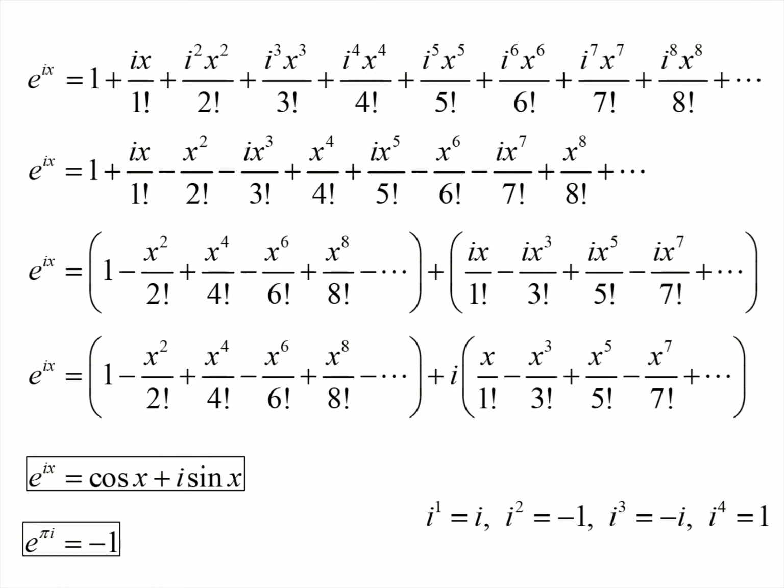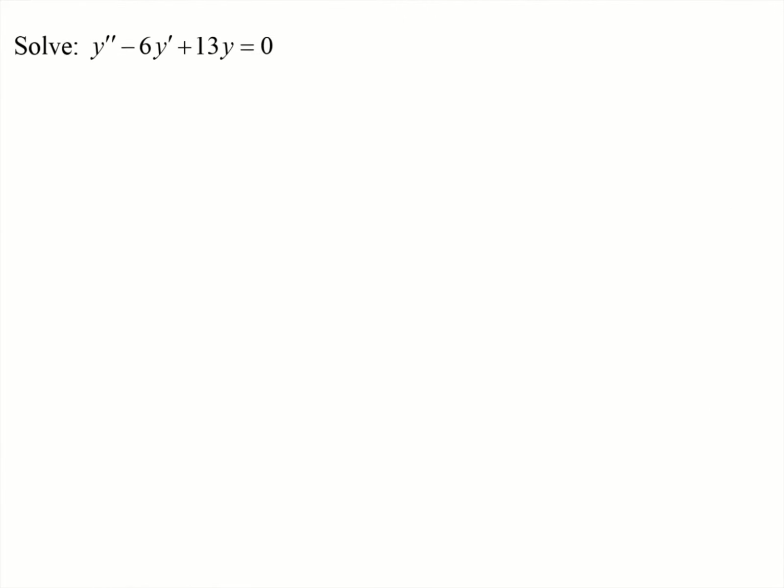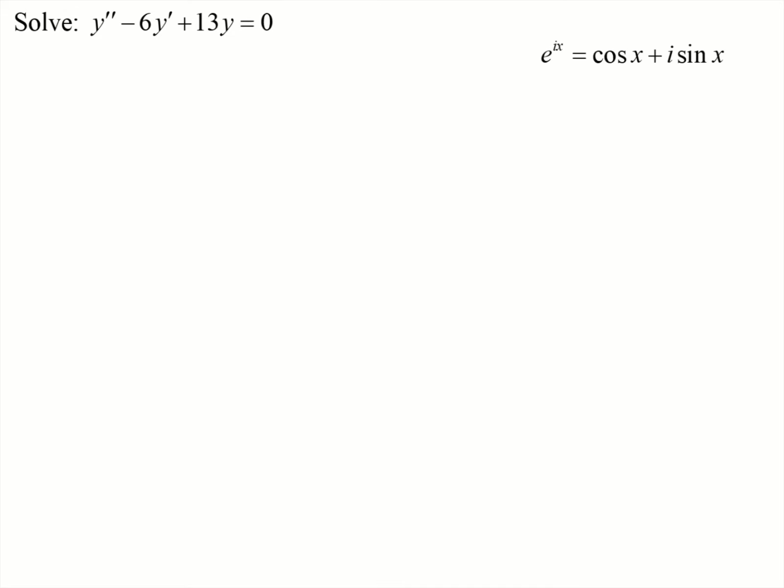So let's get back to problem number 4 and see how we can deal with imaginary numbers. So there's a second order differential equation. We'll write up e to the ix equals cosine x plus i sine x. That's what we derived. We'll also write up those identities. The sine function is odd and the cosine function is even. That's basically what those ones sum up to.